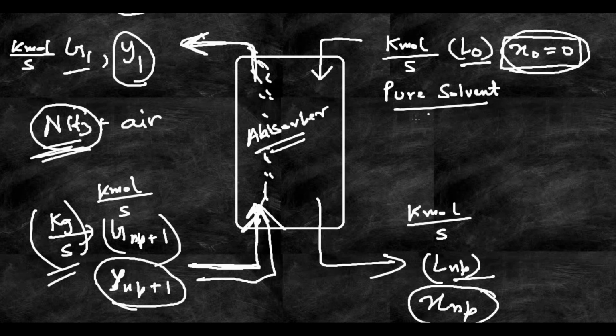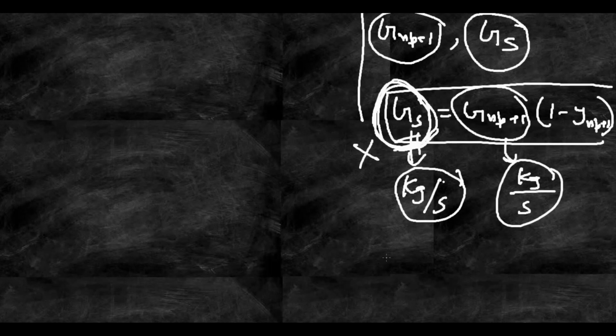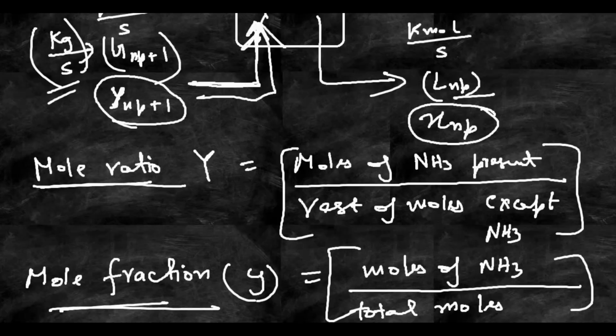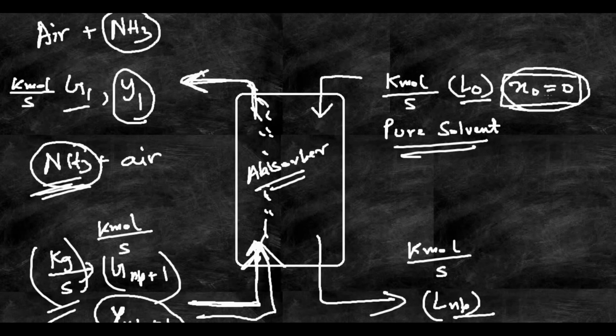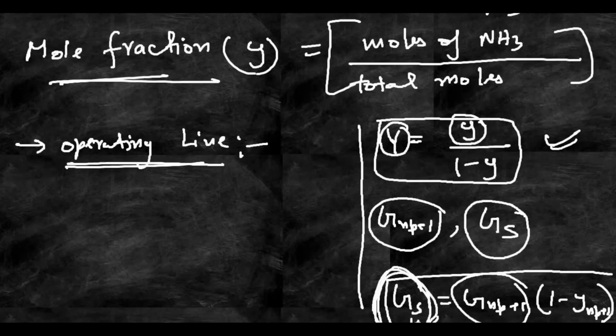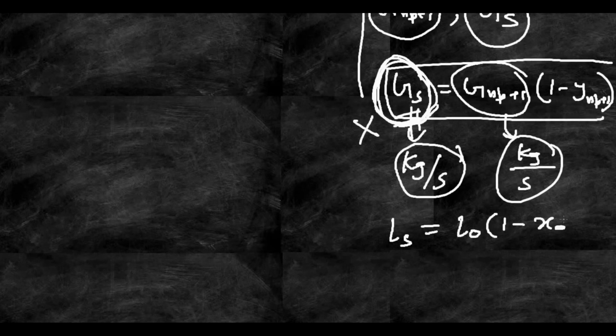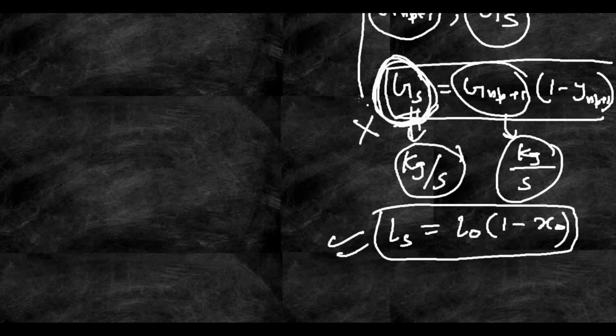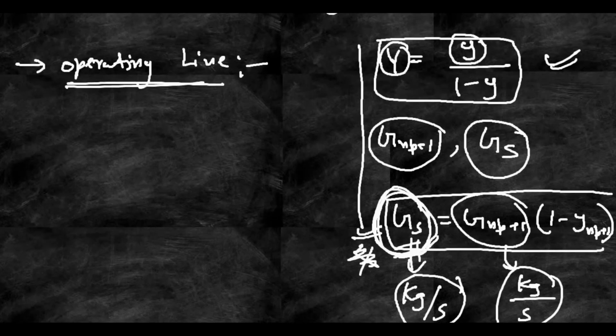So I can do the same thing for this solvent. I will write this L0 as Ls. So Ls will be the solute free water. Solute free water Ls will be equal to L0, which is entering, times 1 minus the mole fraction x0. We know x0 is 0, but for the sake of math, we will consider it as 1 minus x0. So this is what we have over here. These two equations will be very useful while deriving the operating line equation.